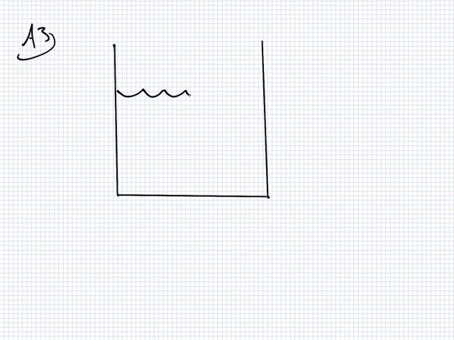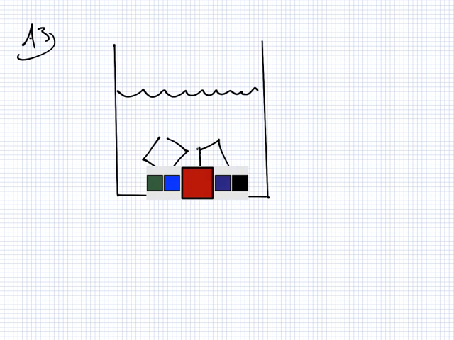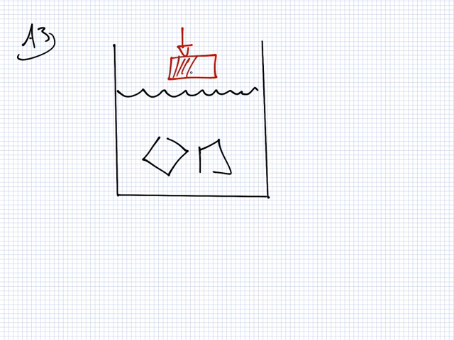A brass weight of mass half a kilogram and of temperature 100 is put into a copper can of mass 0.35, a mix of ice and water. What is the final temperature? Okay, so we'll draw this picture. So you have your water and you have your ice, and then inside of it you put inside the hot brass.